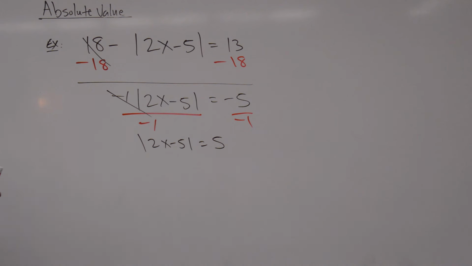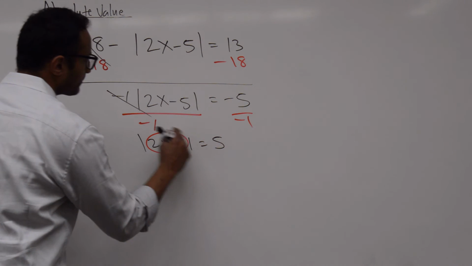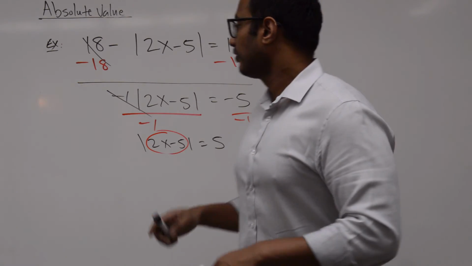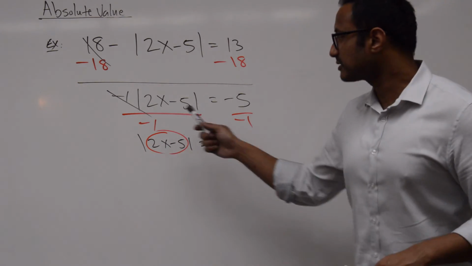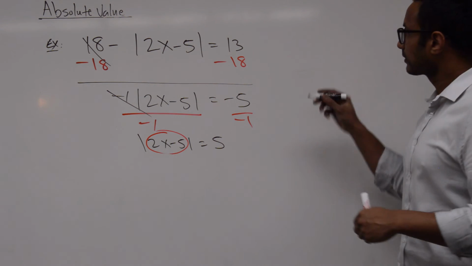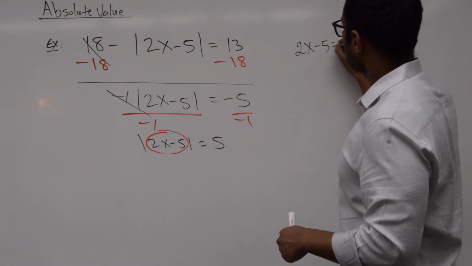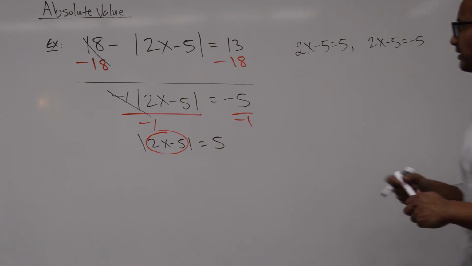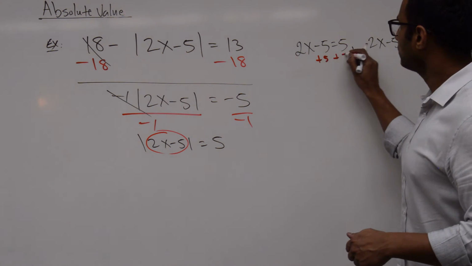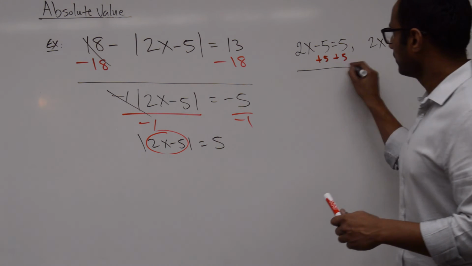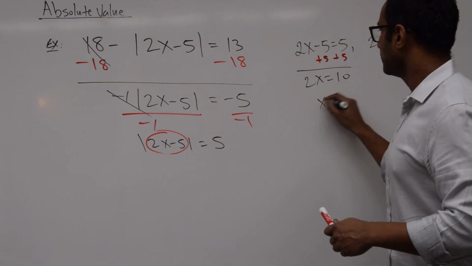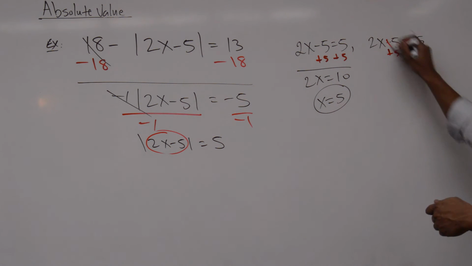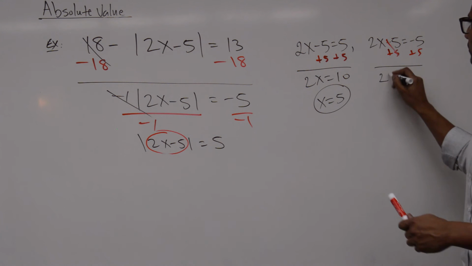Okay, 2x minus 5, all that is an expression that represents a number. So we want to figure out for which values of x this expression is equal to 5 and negative 5. So we're going to say 2x minus 5 equals 5, and 2x minus 5 equals negative 5. Let's solve that. You add 5 to each side, you get 2x equals 10, which means x equals 5.